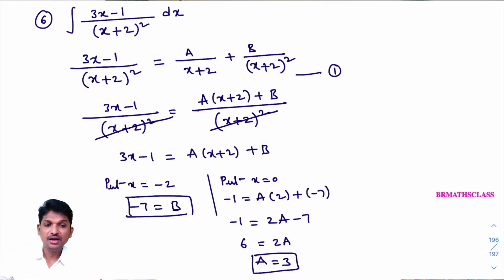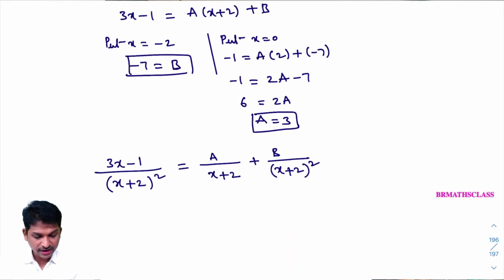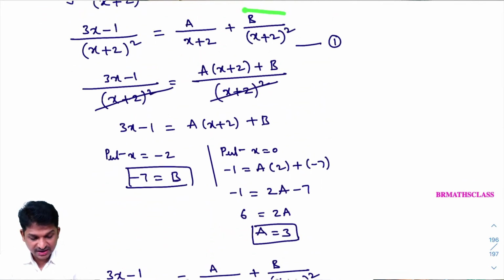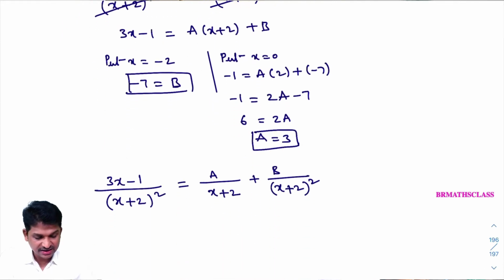I hope you understand. Those who have not watched that last class, please watch it; a detailed explanation is given over there. Now this equation 1 is here, the same thing I wrote here. Now I know the values of a and b. What is a value? A value is 3. What is b value? B value I got as minus 7.